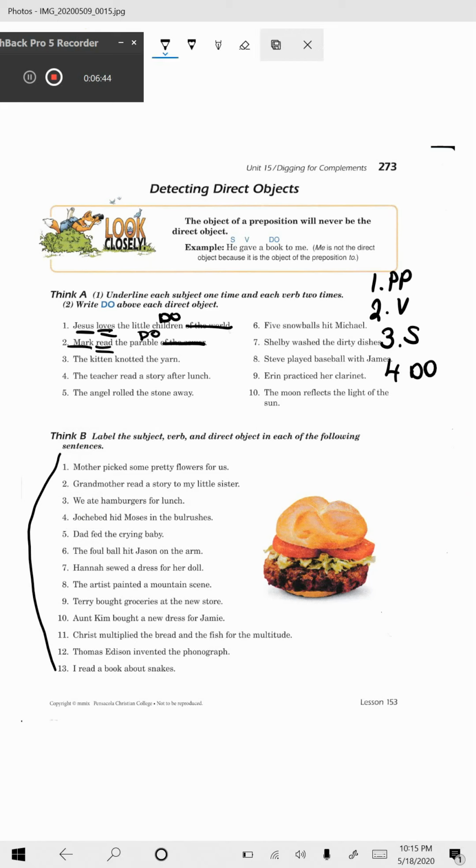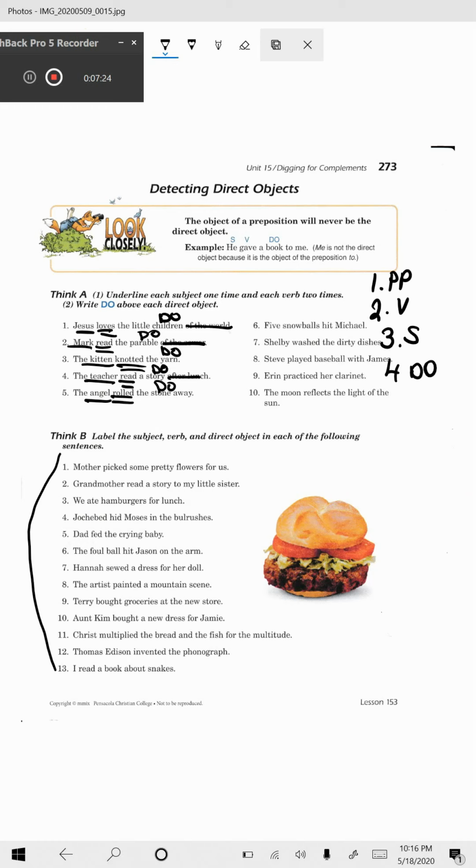Direct object. The kitten knotted the yarn. No prepositional phrase, so I go right to the verb. Knotted. It's the kitten that knotted, and what did he knot? The yarn. The teacher read a story after lunch. I'm going to get rid of after lunch. Read is the verb. Teacher read, and what did the teacher read? A story. The angel rolled the stone away. There's no prepositional phrase here. So I'm just going to look for the verb, which is rolled. Who rolled? The angel. And what did he roll? The stone.